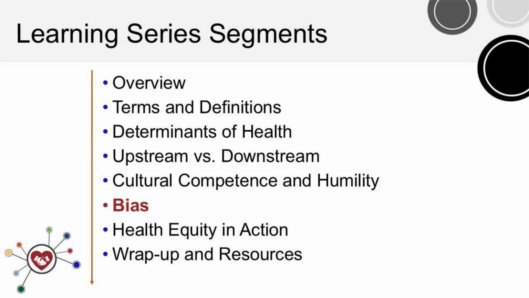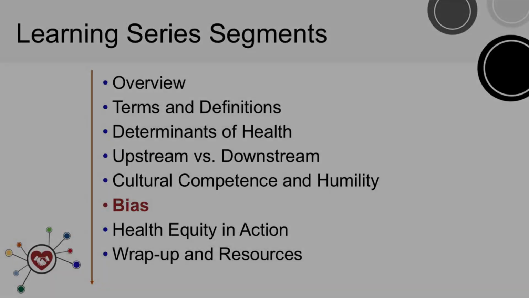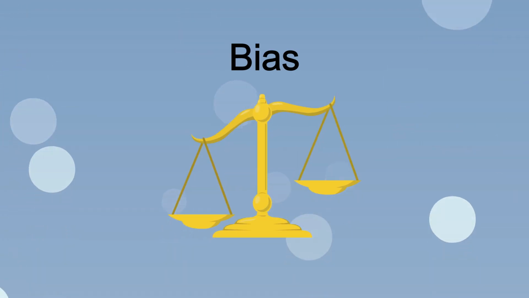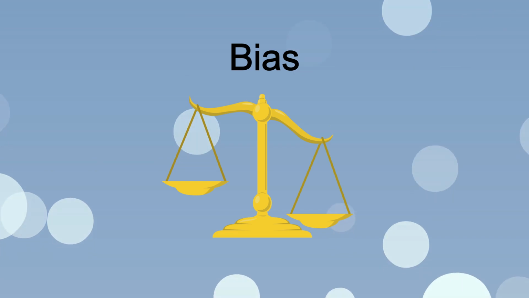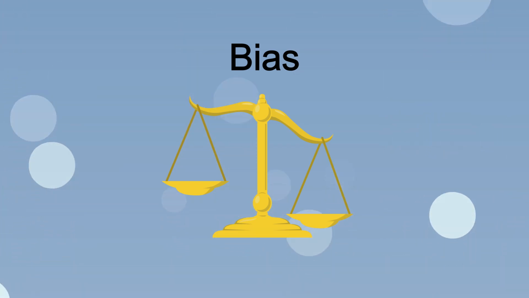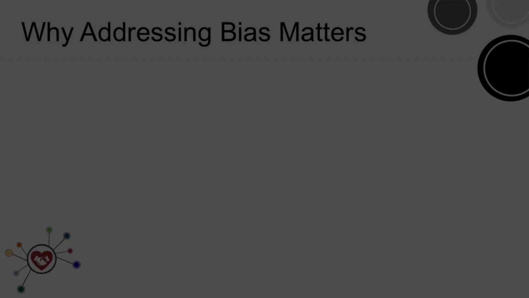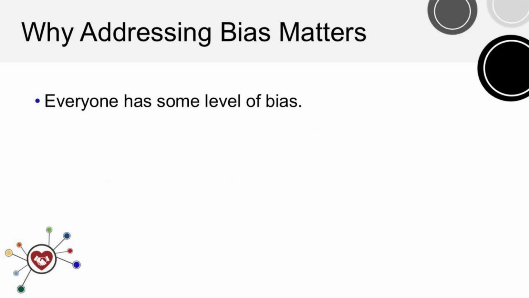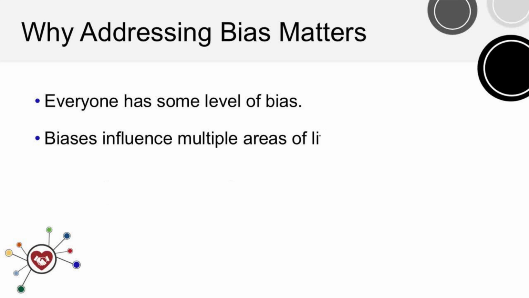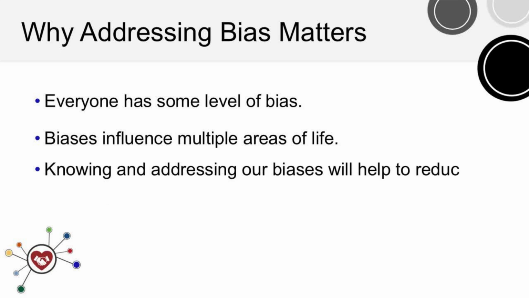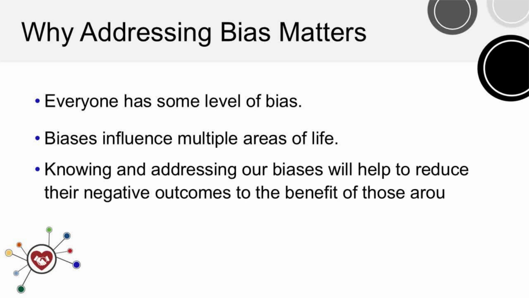This segment covers the concept of bias and how it affects health equity. Bias is prejudice in favor of or against one thing, person, or group compared with another. Everyone has some level of bias. Some we are aware of, and some we are not. When working to advance health equity, knowing and addressing our biases will help us identify and promote fair and unprejudiced behavior and practices.